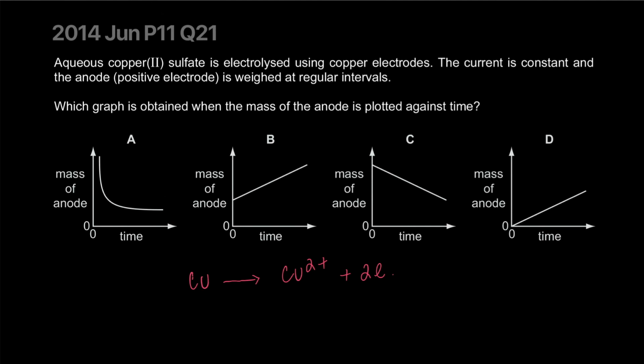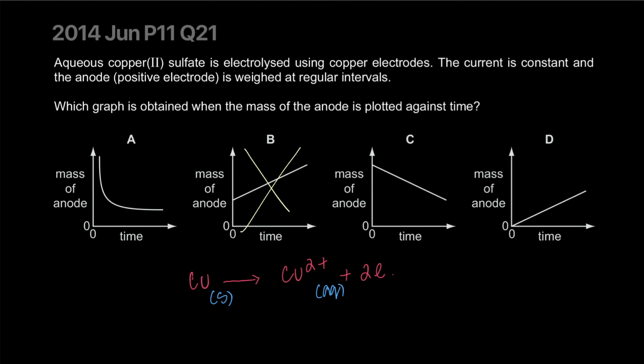Now from a solid, it'll turn into a solution because the ions will dissolve in the solution, right? So what's going to happen to the mass? Well, more and more copper is leaving, the solid copper is leaving and turning into ions, right? Now B and D are out.